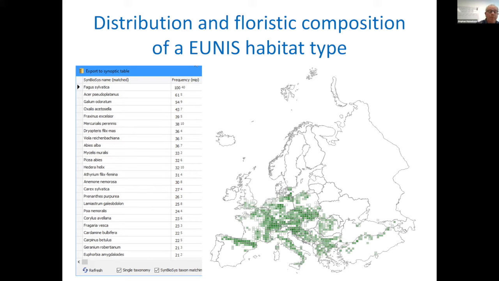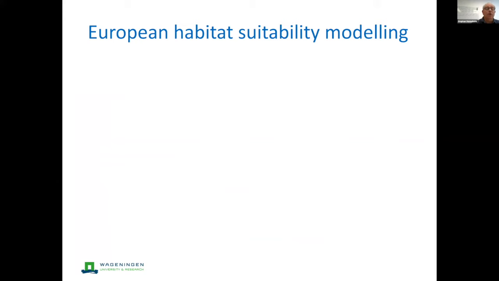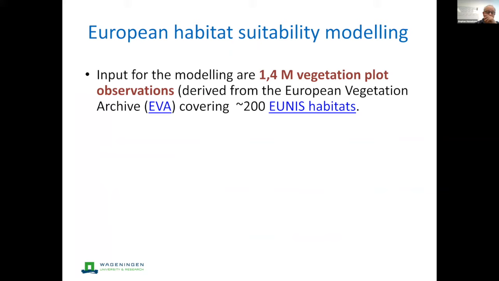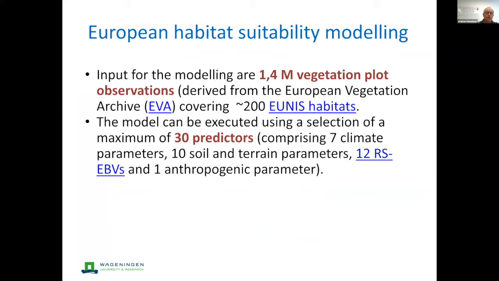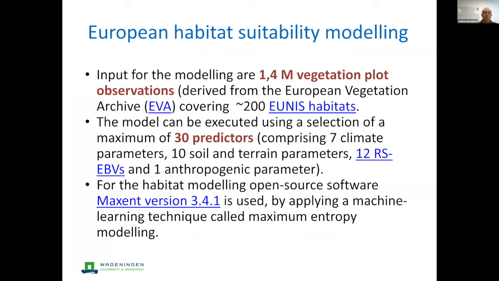And okay, let's now talk about the European habitat suitability modeling. The input of this modeling is, on one hand, the vegetation plots, the 1.4 million plots, which are derived from the EVA database, covering about 200 EUNIS habitat types. On the other hand, for the modeling, we also need predictors, and we have about 30 predictors, including climate, soil, terrain parameters, and RS-enabled EBVs, and also one anthropogenic parameter. For the habitat modeling, we use the open source software Maxent. It's a kind of machine learning technique called maximum entropy modeling.